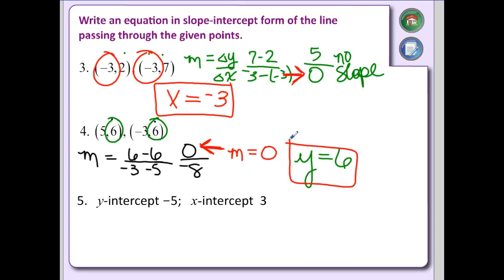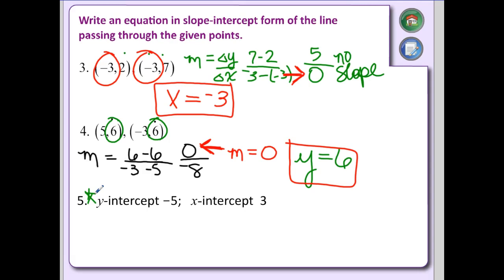Now, let's go down here and look at number 5. I'm telling you that my y-intercept is -5. Well, that's nice because that tells me b in y equals mx plus b. And my x-intercept is 3. Uh-oh. Well, I've got the y-intercept, but how am I going to find the slope?